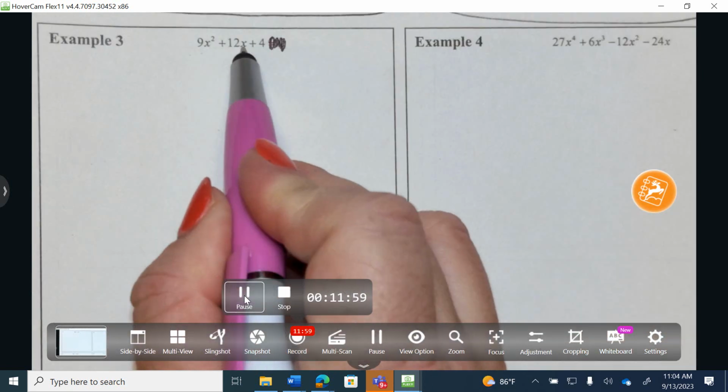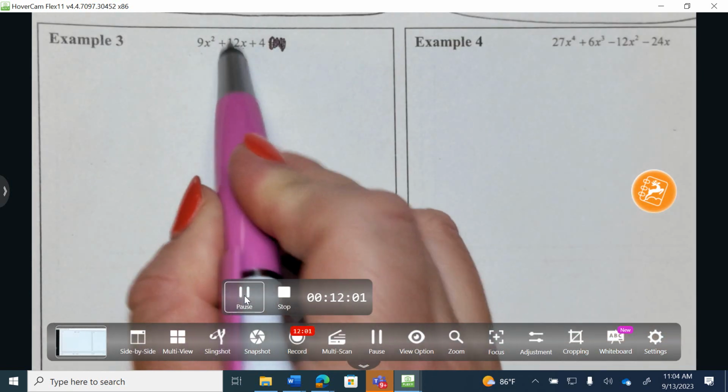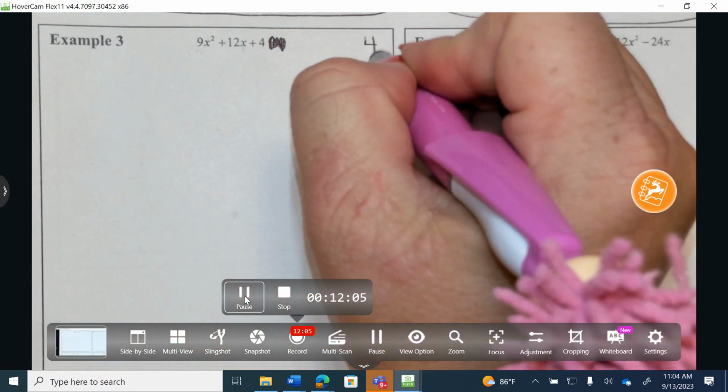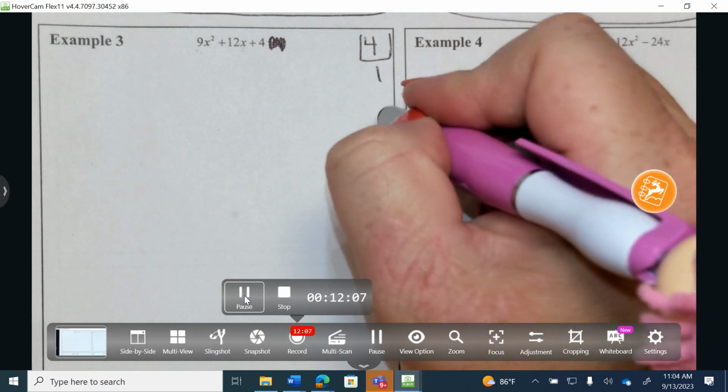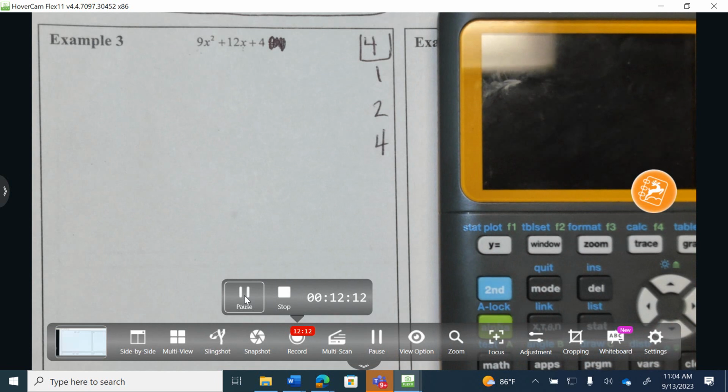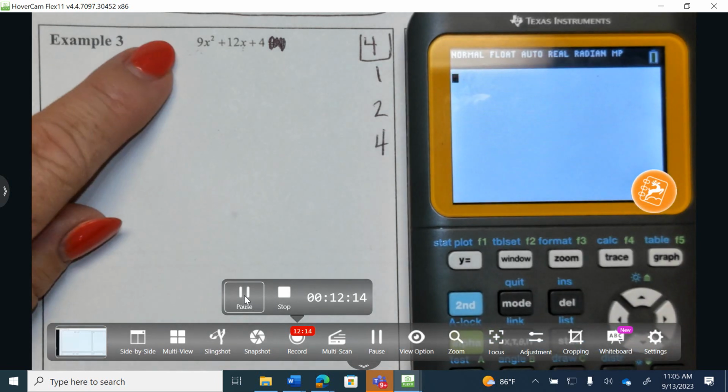This is a trinomial. So in this expression, we have 3 unique terms. Okay, so I go with the smallest number, which is 4. What number divides into 4? We have 1, 2, and 4. So if you can do mental math, awesome. If not, grab a calculator and we're going to start.